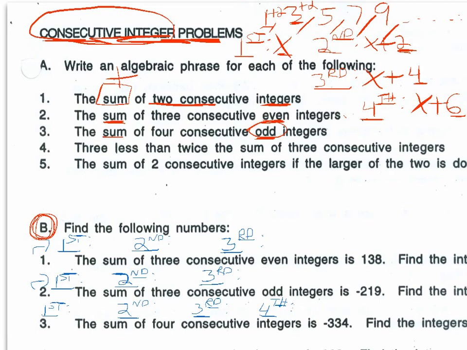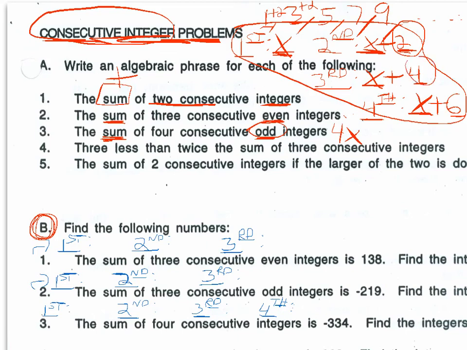Now again, same thing for number 3. It says the sum of 4 consecutive odd integers. So I'm just going to add all 4 of these up. Now if I add this x plus this x plus this x plus this x, I have 4 of them, so it's 4x. And then I'm going to add the like terms: 2 plus 4 plus 6. 2 plus 4 is 6, and 6 plus 6 is 12. So I have 4x plus 12.